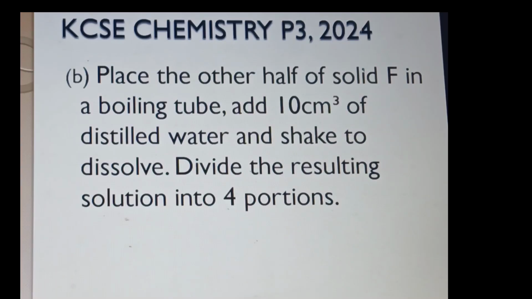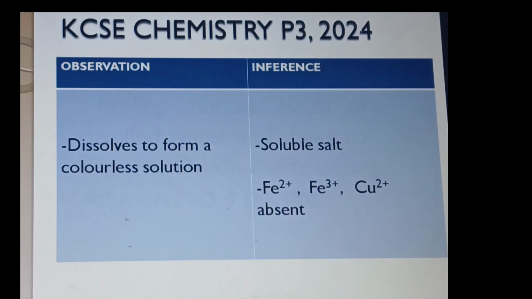Part B of the question: place the other half of solid F in a test tube, add 10 cm³ of distilled water and shake to dissolve. Divide the resulting solution into 4 portions. I divided the question into 2: when you add water, and then when you add sodium hydroxide. So when you add water, the observation should be it dissolves to form a colorless solution, so that is a soluble salt.